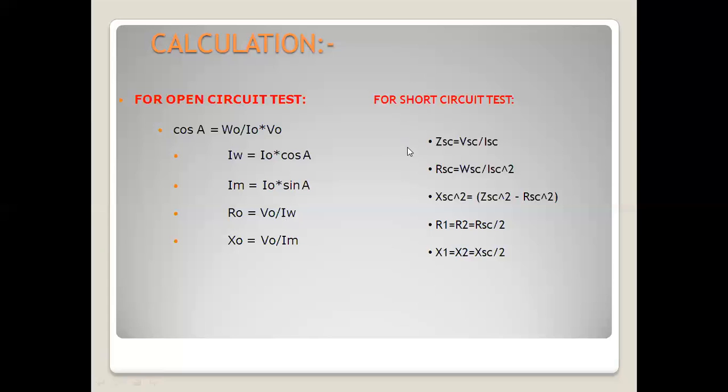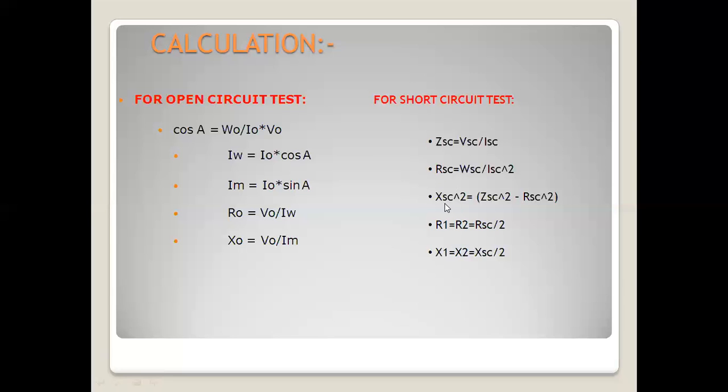And from the short circuit test, that is the VSC, ISC that we can easily find, and WSC that we have already seen. So we can find the ZSC, that is VSC by ISC. From there the RSC can be found, that is I square R equal to WSC, because WSC will give the total copper loss, that is the I square R loss. So ISC square into RSC, that is I square R equal to WSC. From there RSC can easily be found.